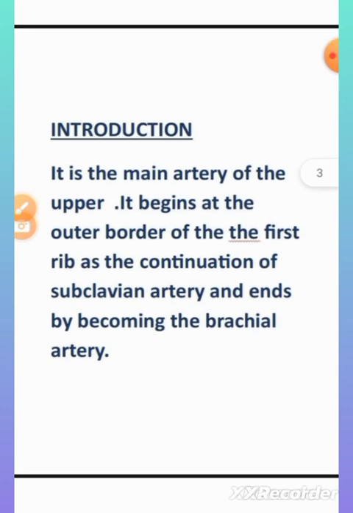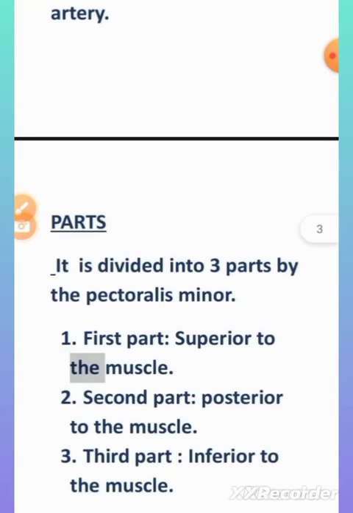In the introduction, it is the main artery of the upper limb, and it begins at the outer border of the first rib, below the clavicle. That's where you have the main artery called the axillary artery. It begins at the outer wall of the first rib as a continuation of the subclavian artery and ends by becoming the brachial artery. After the axilla, it passes into the humerus side, and then we call it what? Brachial artery, related to the humerus as the arm. That's why we call it the brachial artery. Let's go to the next outline.